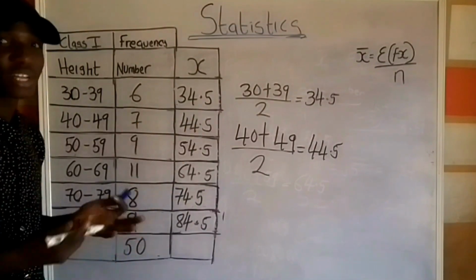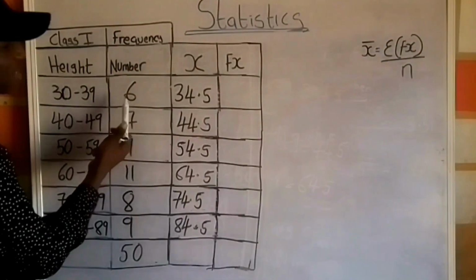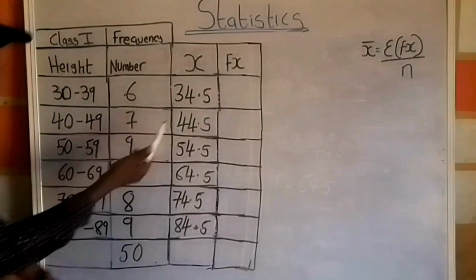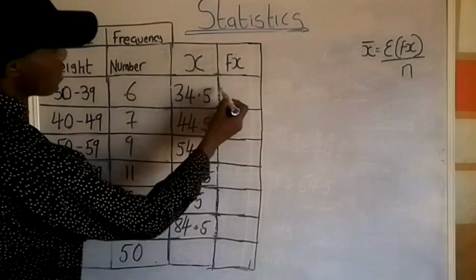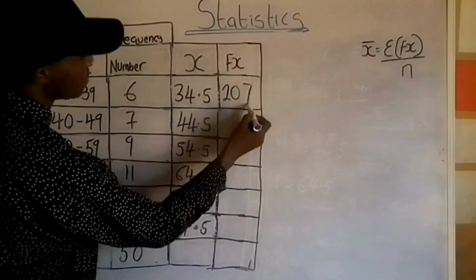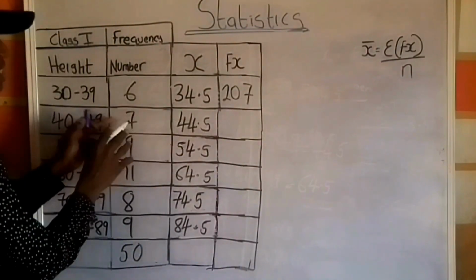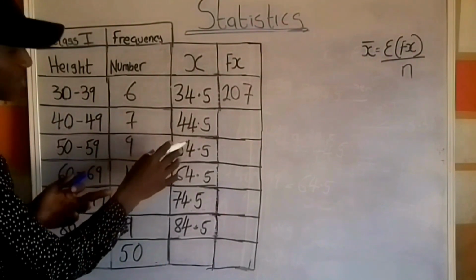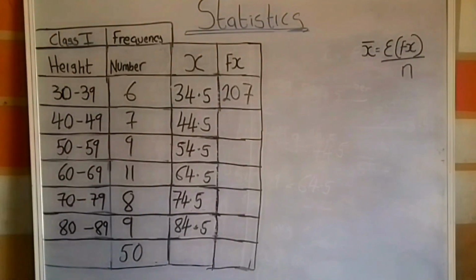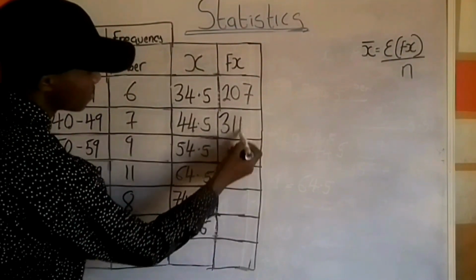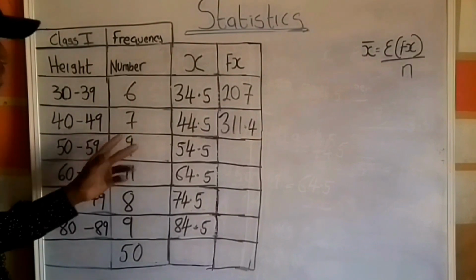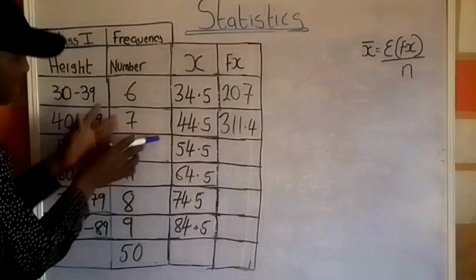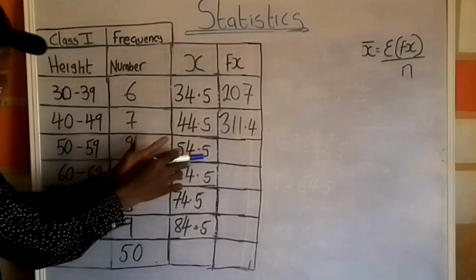So I'm going to have another table in that case. I'm going to multiply 6 by 34.5. 6 multiplied by 34.5, that is 207. So I'm going to have 207. And for these cells, I'm going to have 7 multiplied by 44.5, and that is 311.5. So I'm going to have 311.5. We are going to get the value of the other cells by using the same approach. You just have to multiply the frequency with the x that you get.